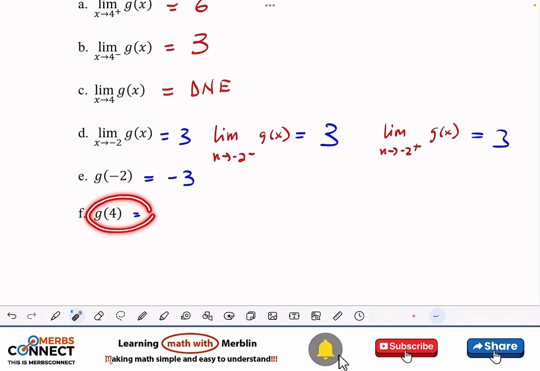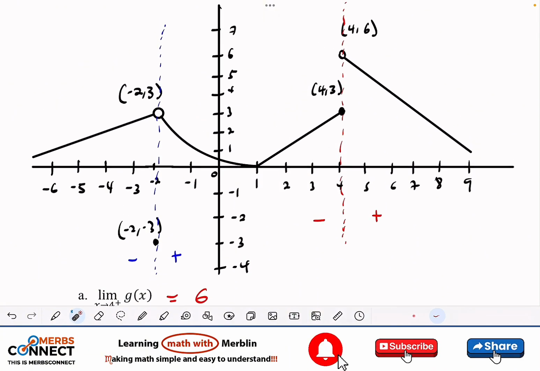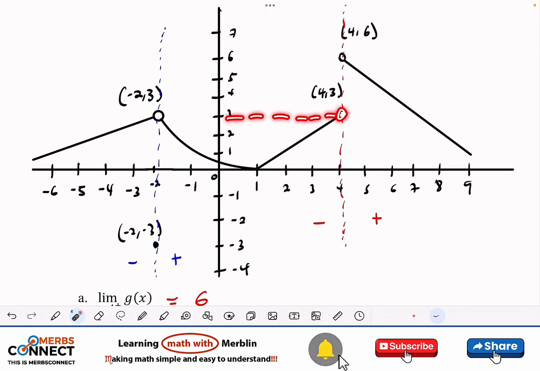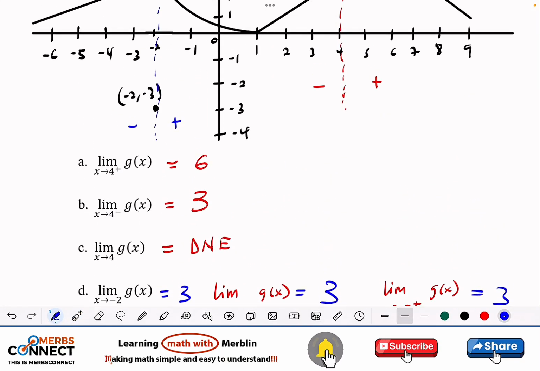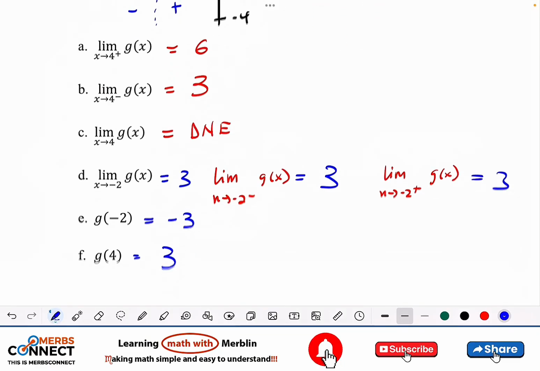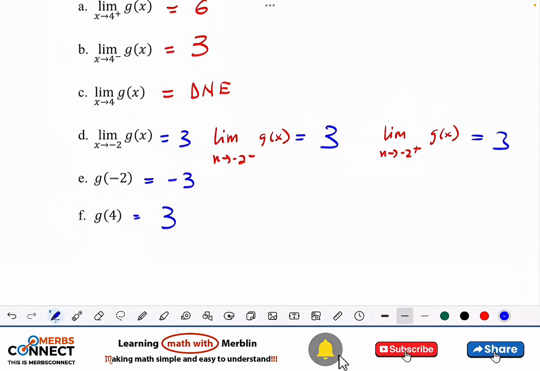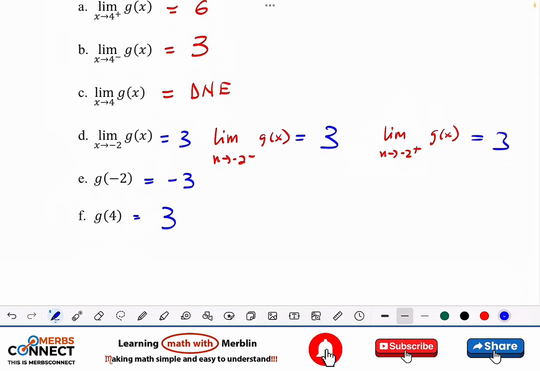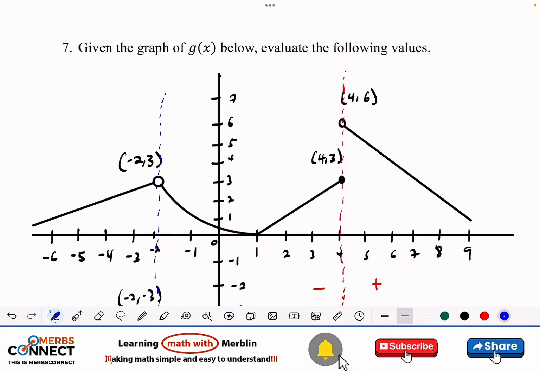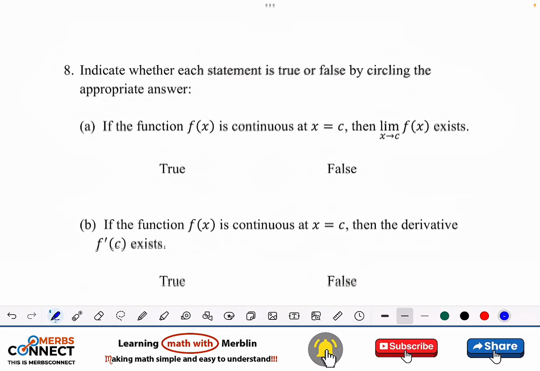The same thing for g of 4. We need to look at this and we look at the one which is shaded, which is just right here. So which is also 3. So this is going to give us 3. So you see that, just look at the graph and put them in there. If you are very good with this one, if here is 10 out of 10, you should be able to get the 10 points, everything here. All right, let's look at question 8. Then from question 8, we look at question 9, and then we are done with this video.